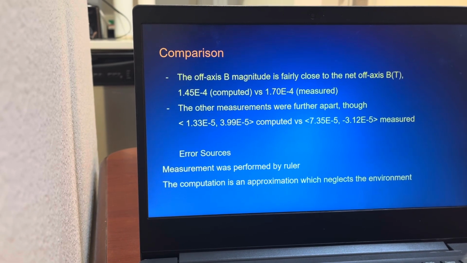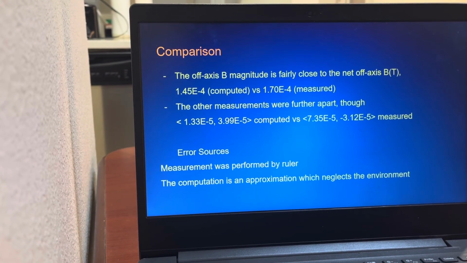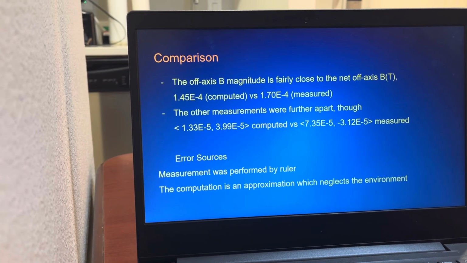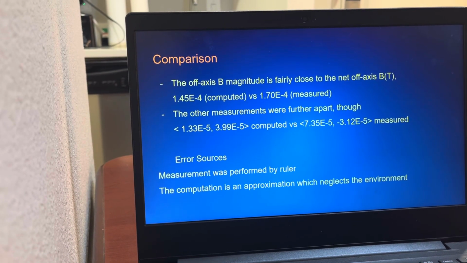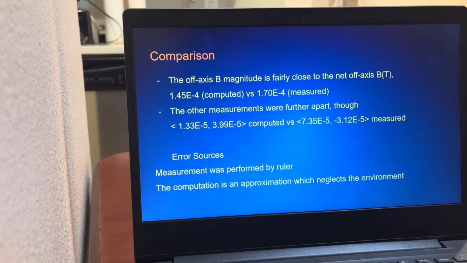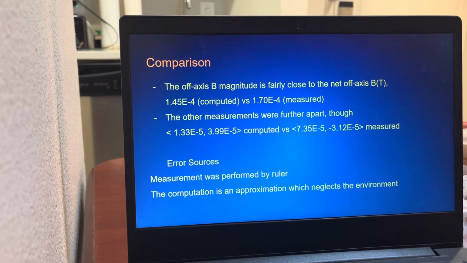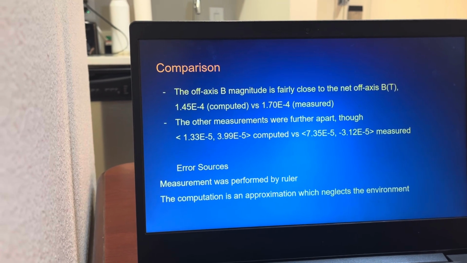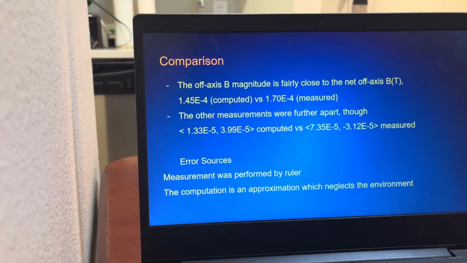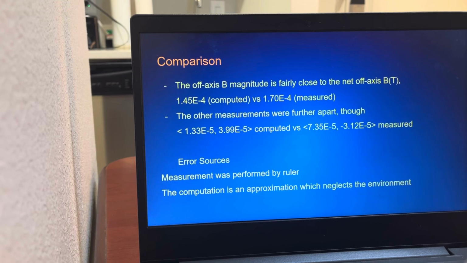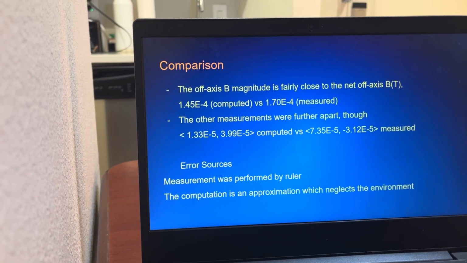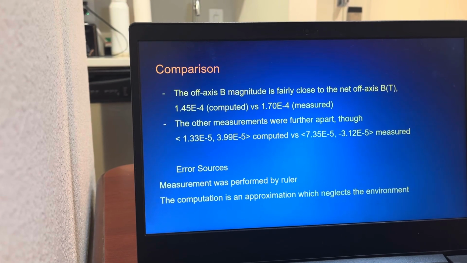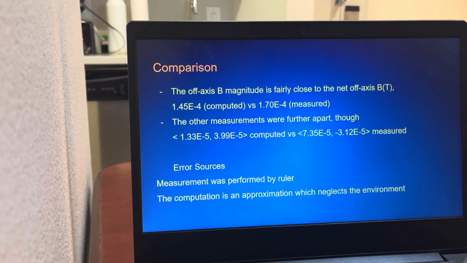Some potential sources of error: the measurement was performed by ruler, so it wasn't perfect. We tried to iron that out by taking multiple measurements and averaging them, but that still introduces some error. Also, the computation neglects any kind of outside sources. We tried to account for magnetic north, the magnetic field of Earth, but that isn't the only magnetic source there. Since we were in a lab, there were many other magnets and electronics that could have been interfering and messing up the numbers.